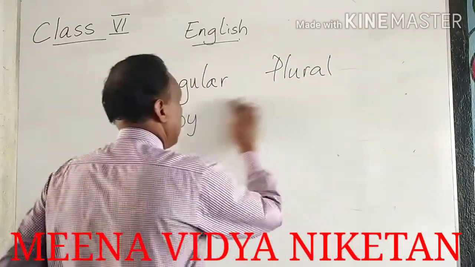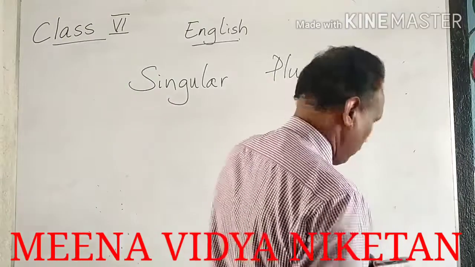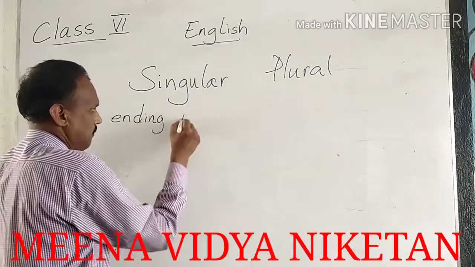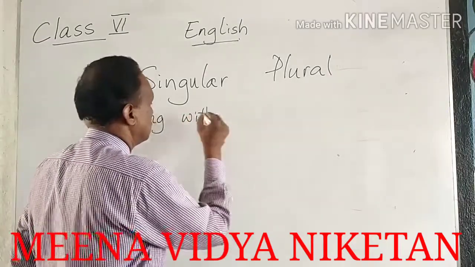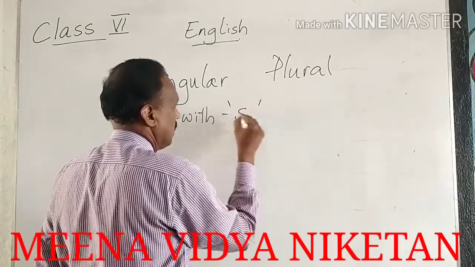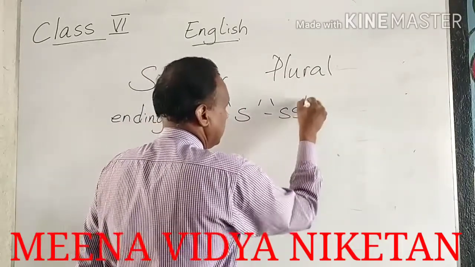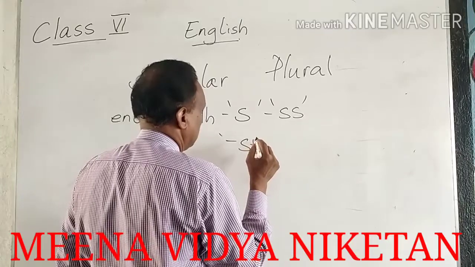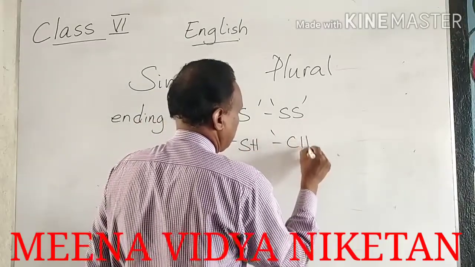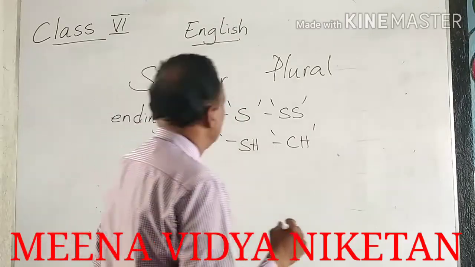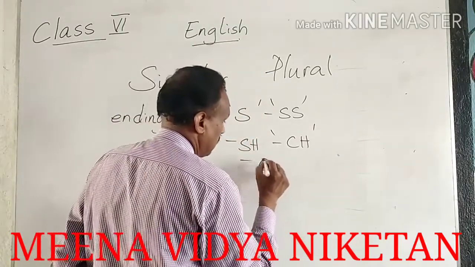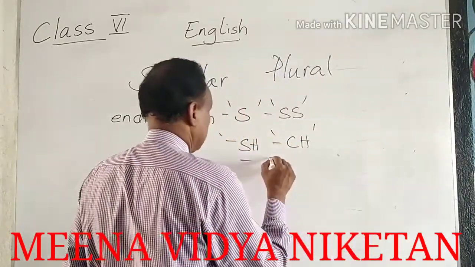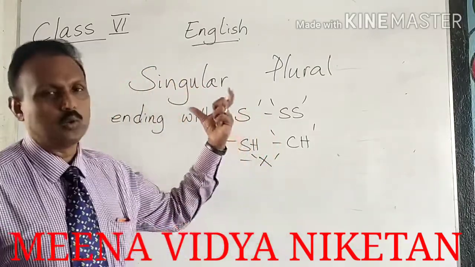And if you take another example, like for some of the words ending with, that means the last letter ending with, sometimes s or ss, sh, ch, and all those things. What does it have? Ending with x. So all these, how do they form the plural?